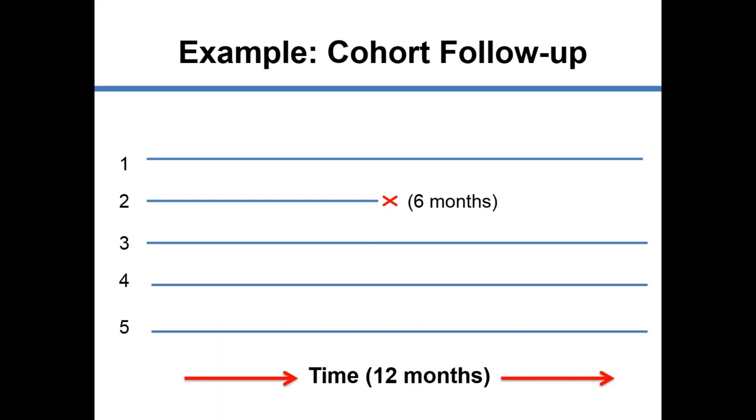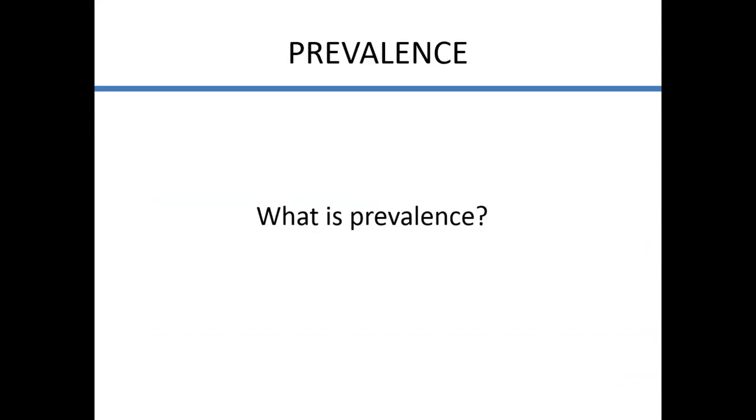This person number two counted 6 months because they got the outcome after 6 months. What if they got the outcome after 1 month? They would only be able to count 1 month of person time. Or 11 months. Now the risk doesn't change. It doesn't care when that person got their outcome. It's still going to be 1 divided by 5. But the rate does care when they got the outcome.